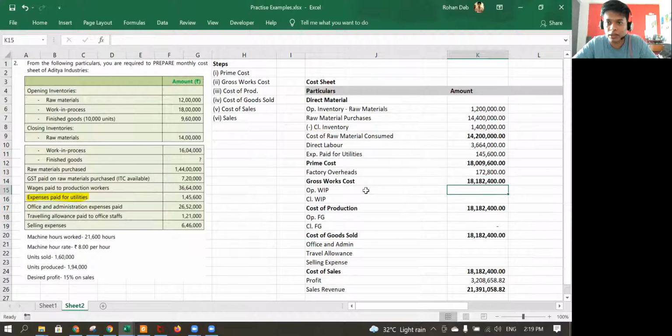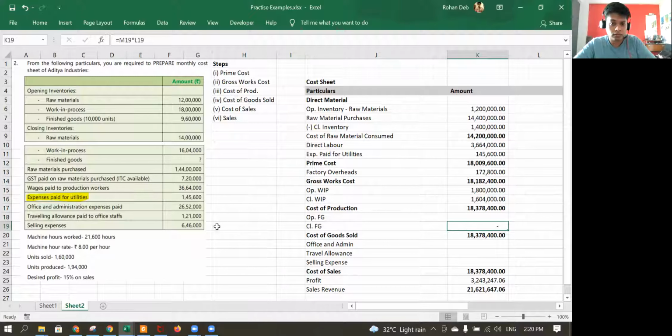Now I'll add my opening. Whenever you do any adjustment of these things, it is opening plus, minus closing. Okay, opening work in progress, so 18 lakhs, and then reduce that, so it's 16 lakh 04,000. So this gives me the cost of production. Next is cost of goods sold. From the cost of production, I'll reduce those items which have not been sold. So closing inventory I'll minus.